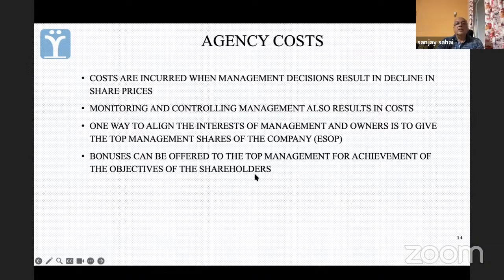Second, you can offer bonuses. That the objectives we have, the shareholders' objectives, the wealth maximization objective, if you follow it, we will give you special bonuses. Or if you have been reading financial newspapers, you will see that every CEO of a successful company gets huge bonuses. Very big bonuses, in crores, huge amounts of bonus are given to them. What is the reason for that? This is also a way to make the CEO take the company down the same path that the owners want.